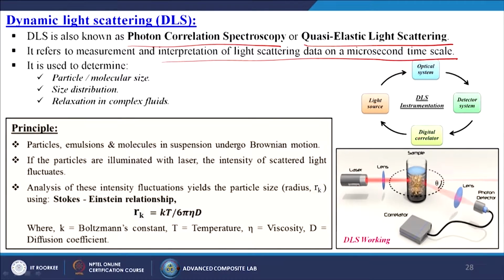How does it work? Particles, emulsions and molecules in suspension undergo Brownian motion. If the particles are illuminated with a laser, the intensity of scattered light fluctuates. Analysis of these intensity fluctuations yields the particle size radius Rh using the Stokes-Einstein relationship, which is Rh = kT / 6πηD, where k is the Boltzmann constant, T is the temperature, η is the viscosity and D is the diffusion coefficient.